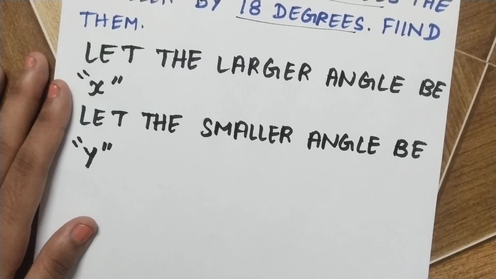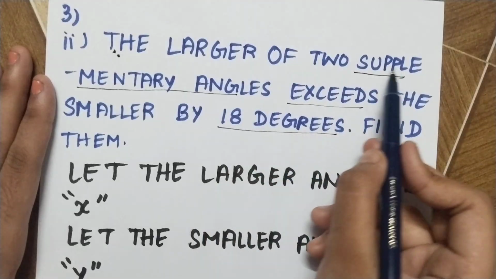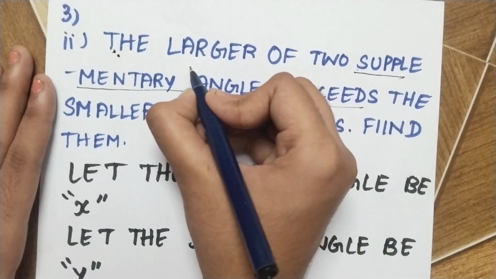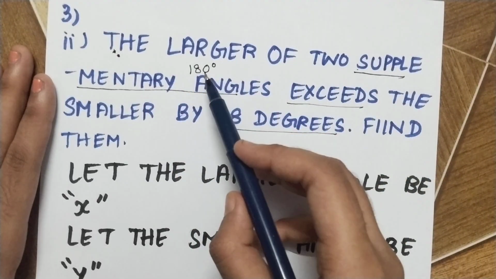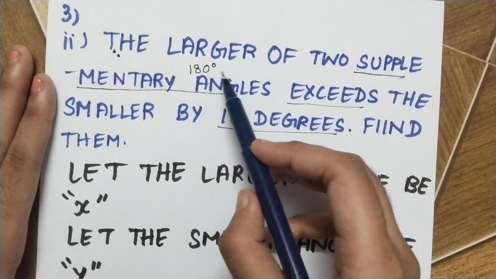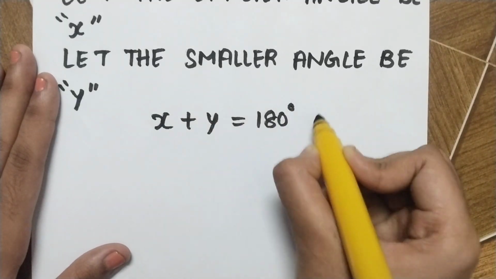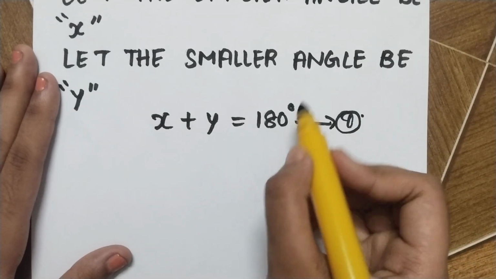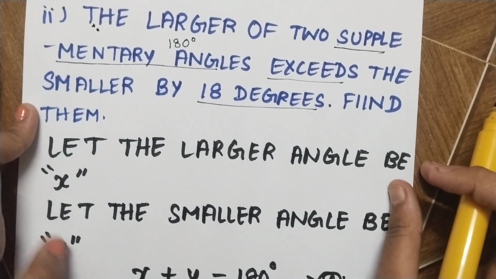I have named them smaller and larger because they have given you supplementary angles. Supplementary angles are nothing but 180 degrees. If we add both the angles, your answer will be 180 degrees. So with this clue I can write x plus y is equal to 180 degrees. Clear? If I add both the angles I'll be getting 180 degrees. Here, instead of 180 degrees, they have given you supplementary angles.